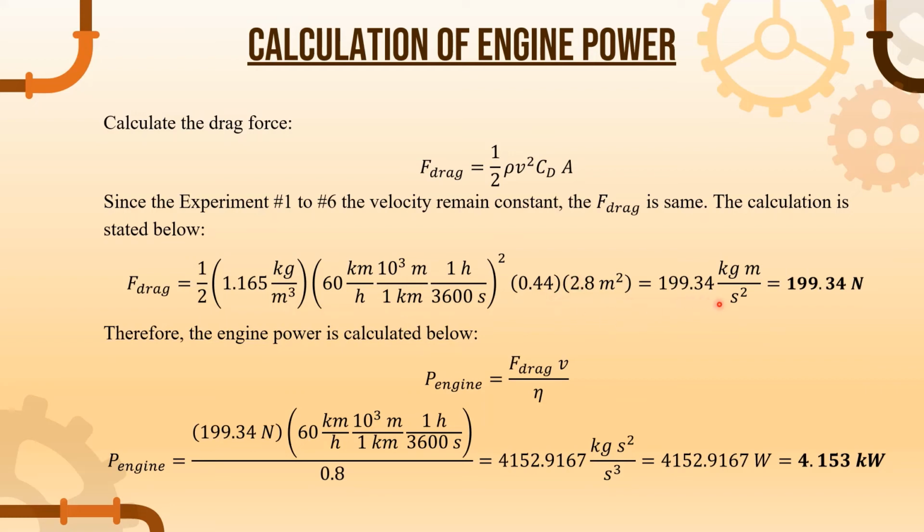After obtaining the drag force, we can calculate the engine power from the experiment using this formula, which is drag force times velocity over the mechanical efficiency. For the mechanical efficiency, as I mentioned before, the value is 0.8. Then the engine power from the experiment is 4.153 kilowatts.